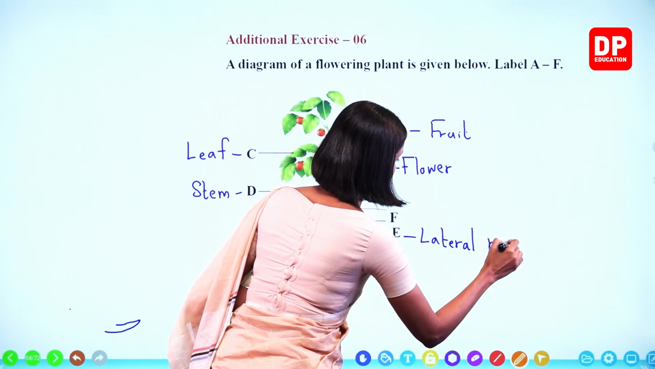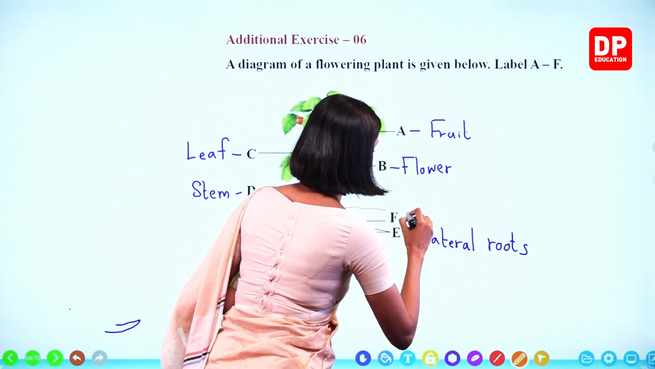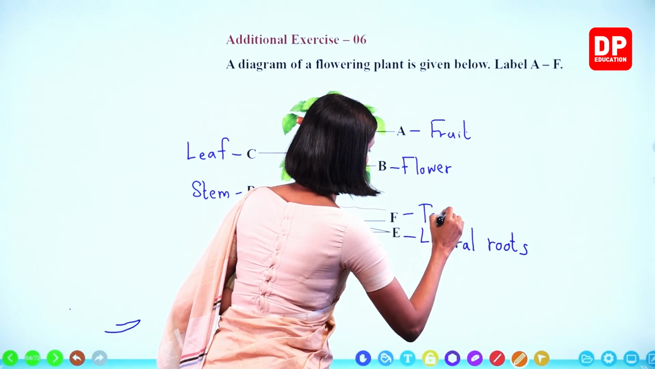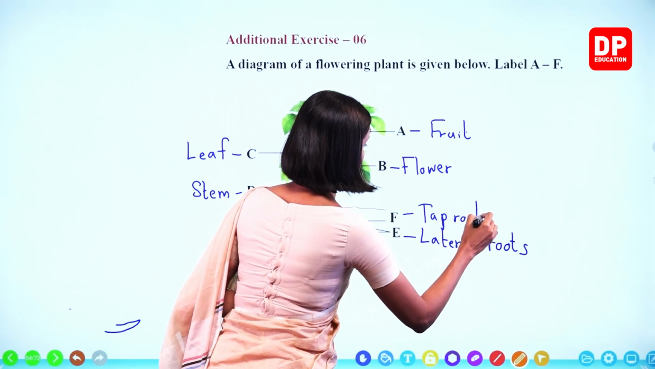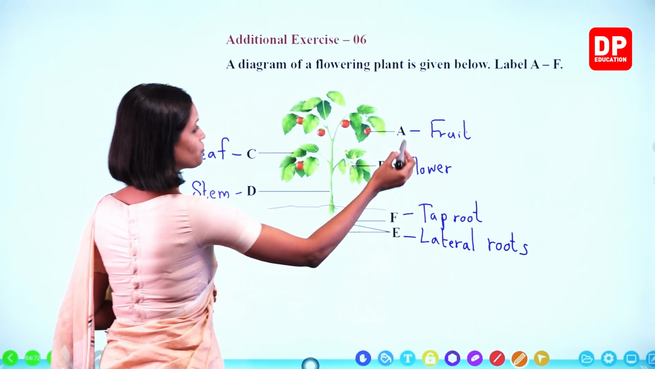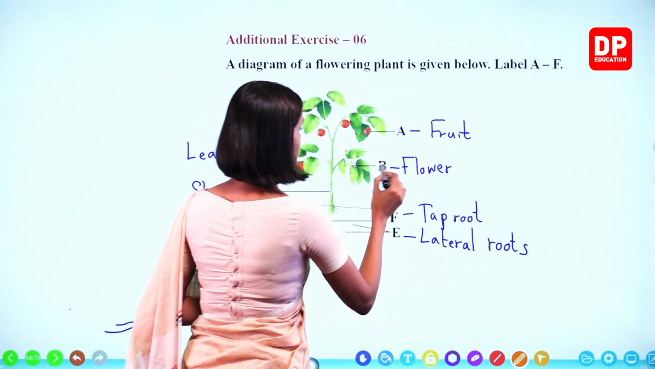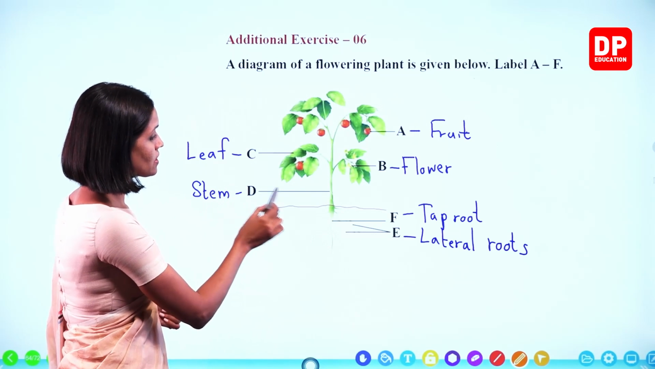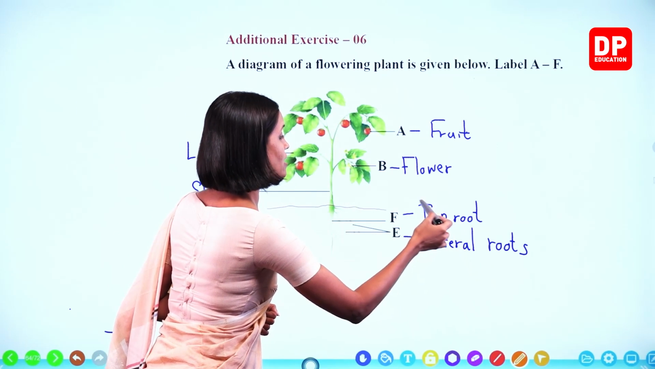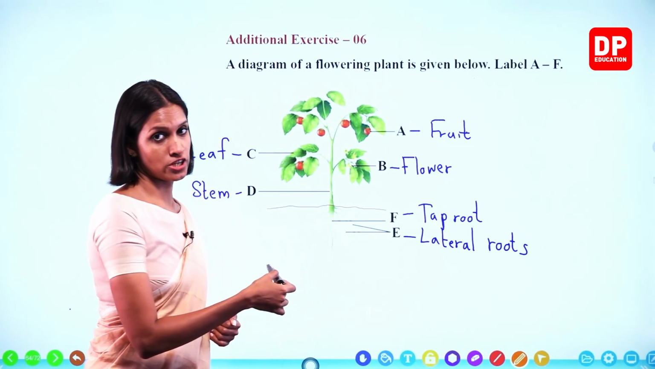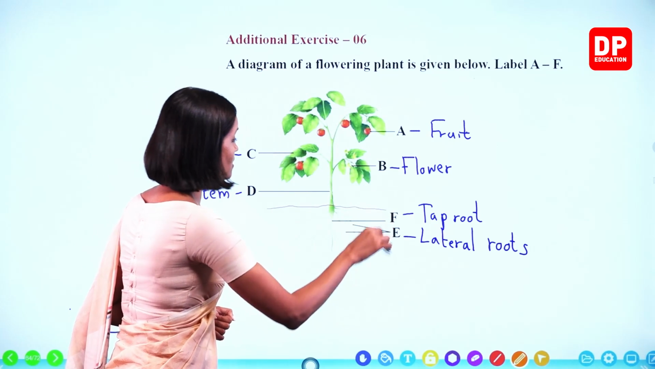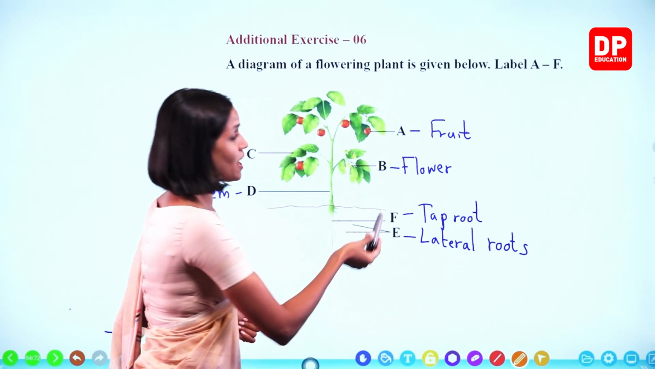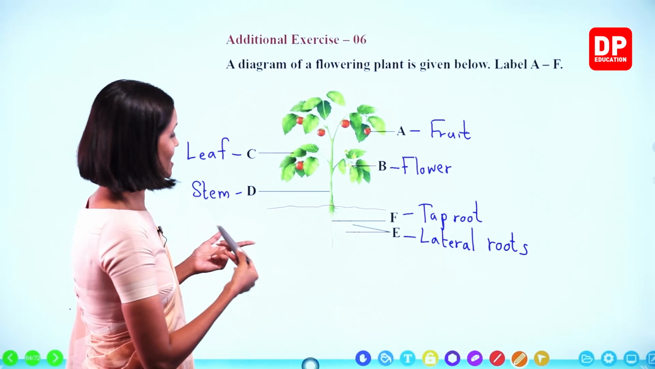Lateral roots and F is the tap root. Okay, A fruit, B flower, C leaf, D stem, E lateral roots and F is the tap root. Right? They are the organs of a plant body. We'll move on to the next.